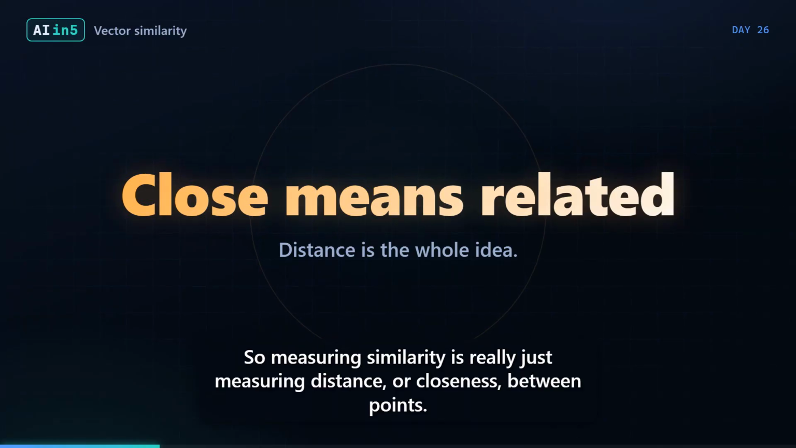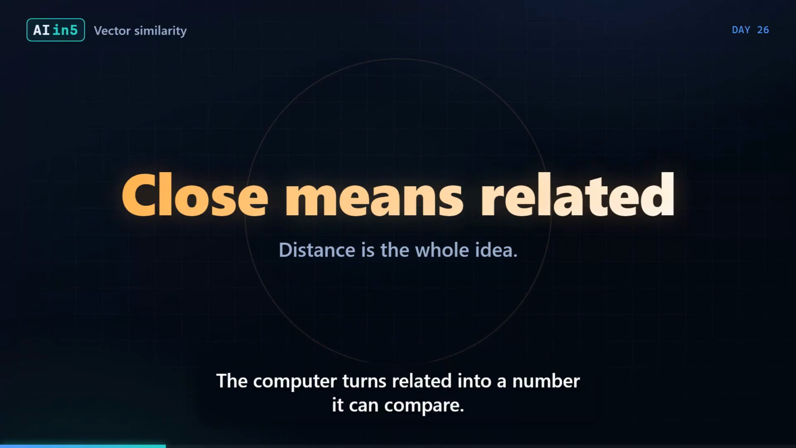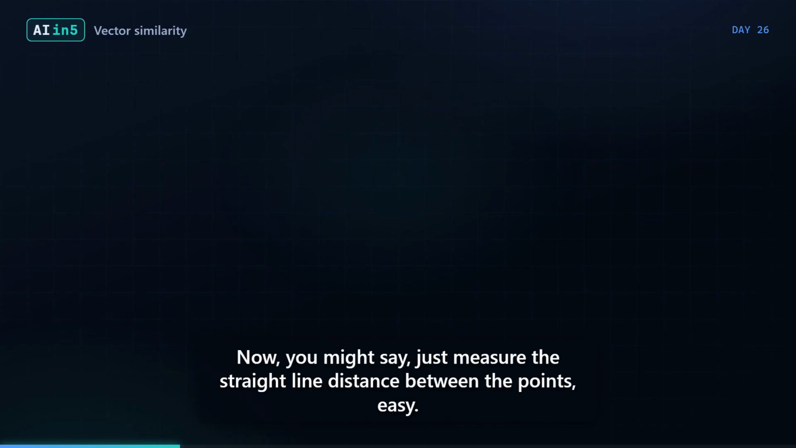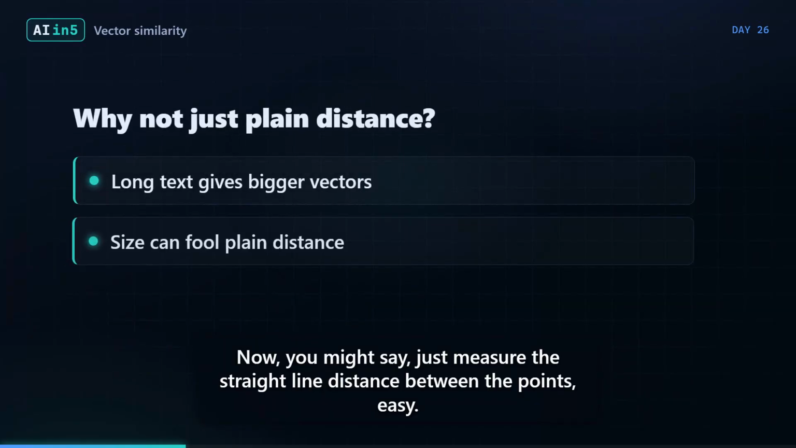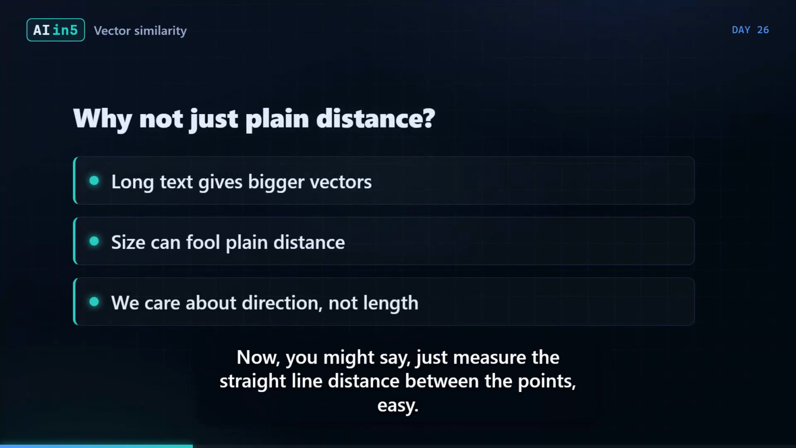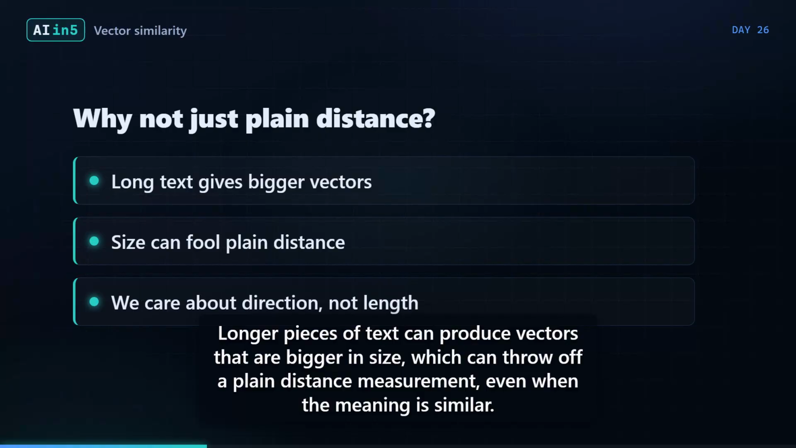Now, you might say, just measure the straight line distance between the points, easy. And you can. But there's a catch. Longer pieces of text can produce vectors that are bigger in size, which can throw off a plain distance measurement, even when the meaning is similar. What we really care about isn't how long the vectors are. It's whether they point the same way. That's why the most popular measure is cosine similarity.